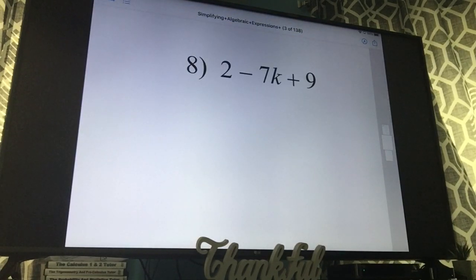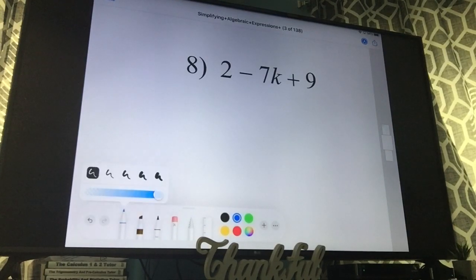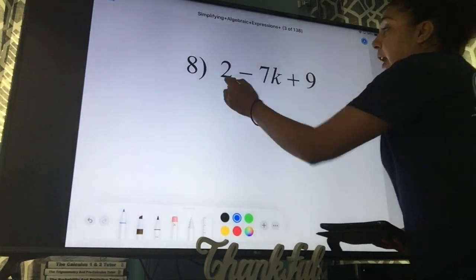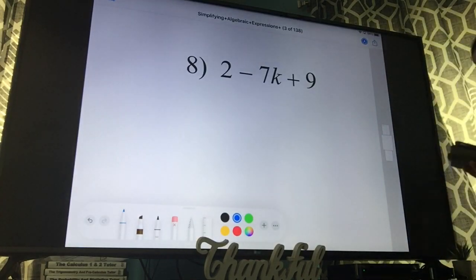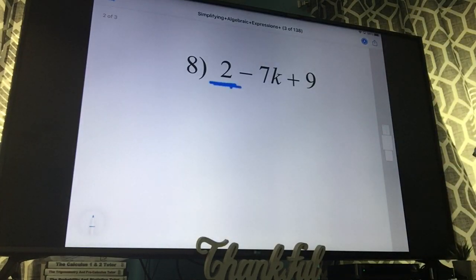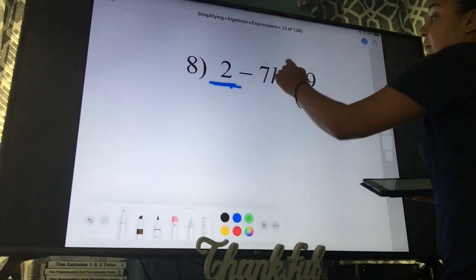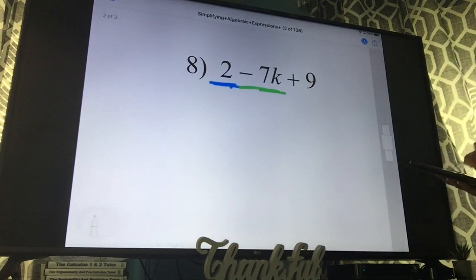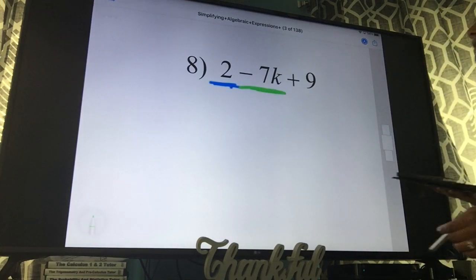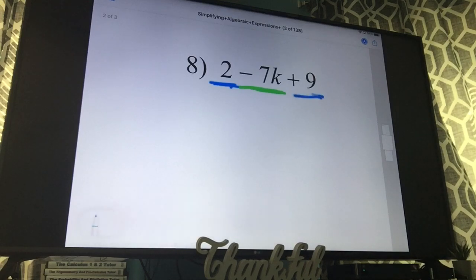Number 8 says 2 minus 7k plus 9. Go through here and look. He's got no last name, so we can mark him. I'm going to mark him blue. This other guy has a last name, minus 7k. He's got a last name of k, so he can't be combined with the blue. The plus 9 has no last name, so we can combine him with the 2.